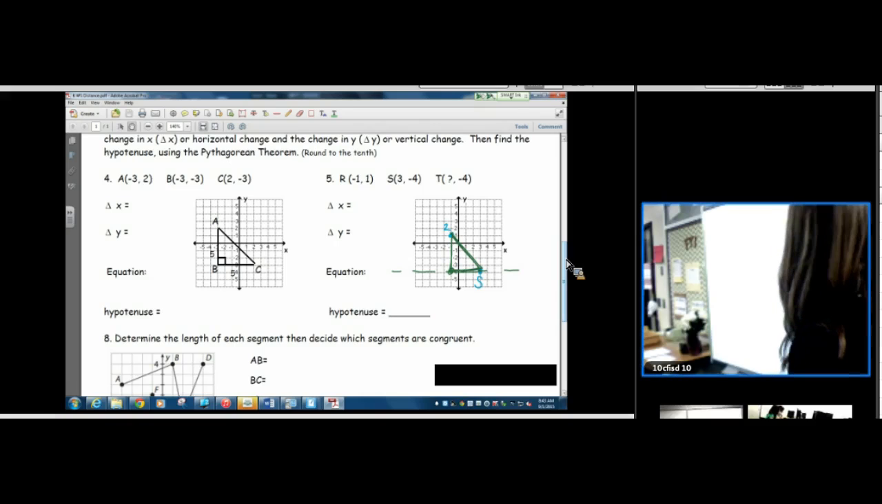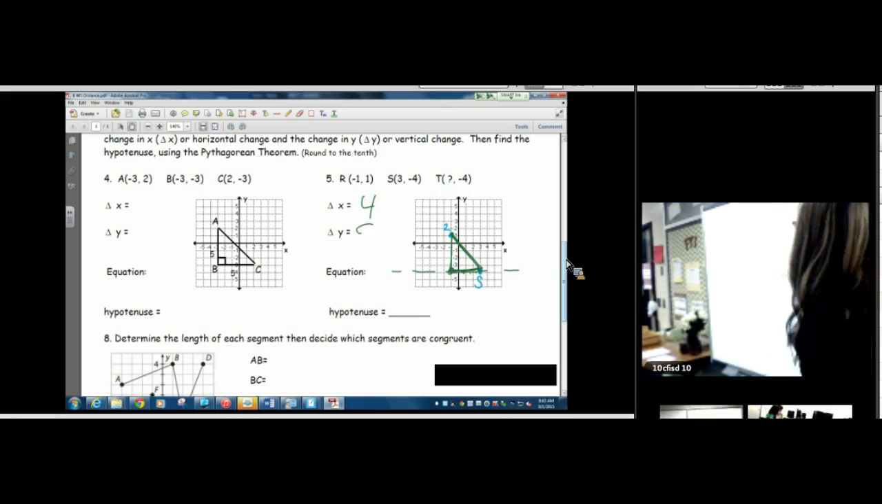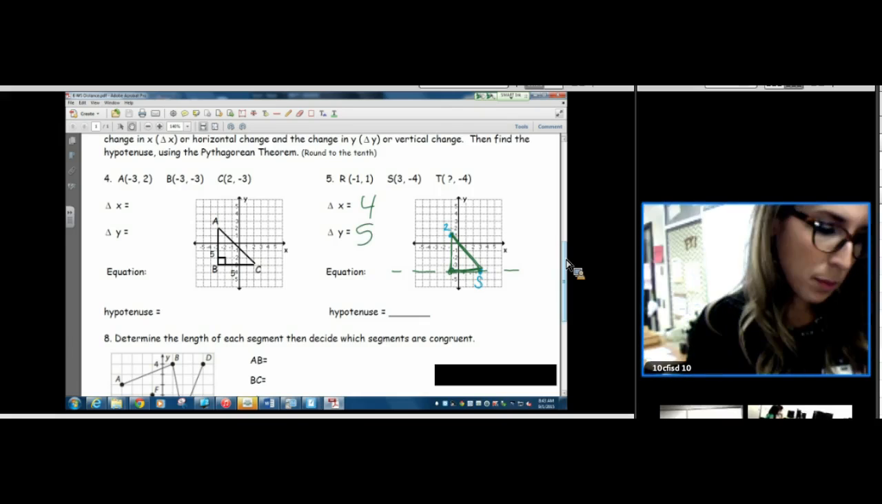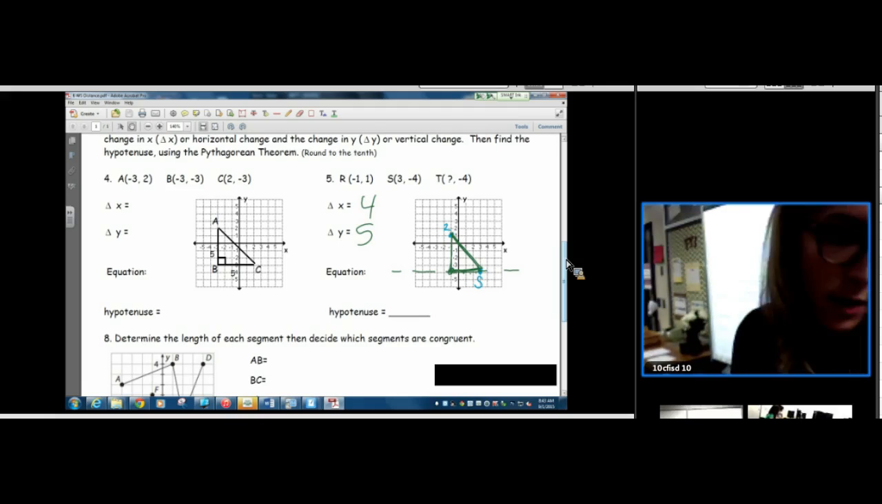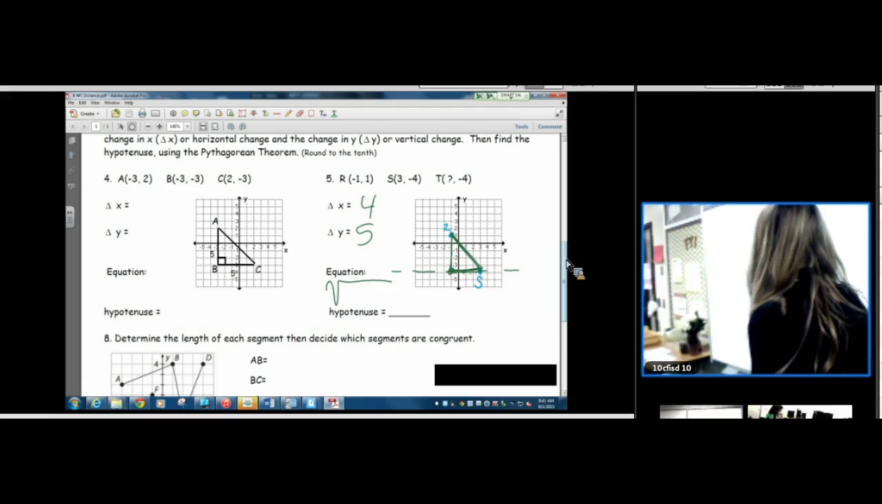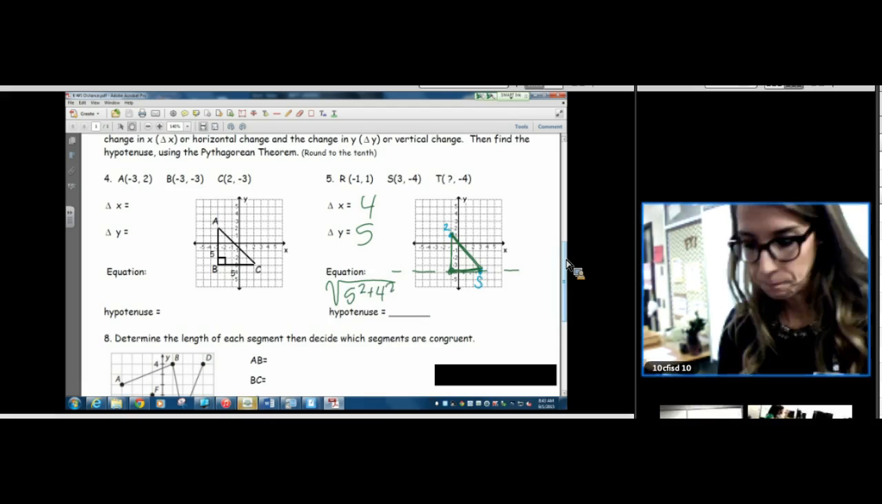Once we know where that point is, now we can find delta X. 1, 2, 3, 4. We can find delta Y, 1, 2, 3, 4, 5. And then we can do A squared plus B squared equals C squared. So you're really taking the square root of, you're just doing Pythagorean theorem.